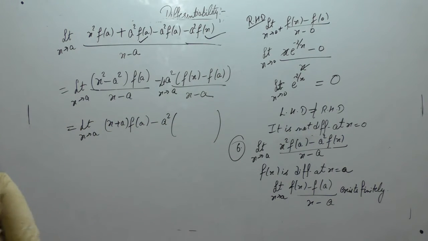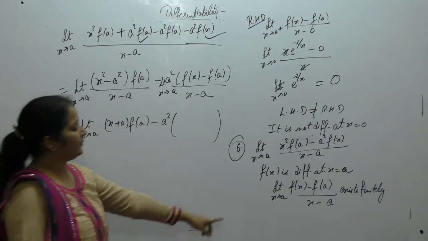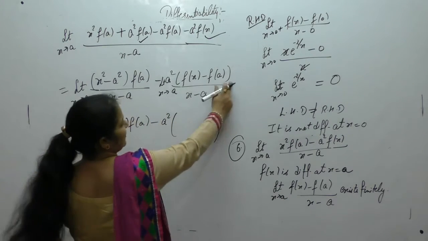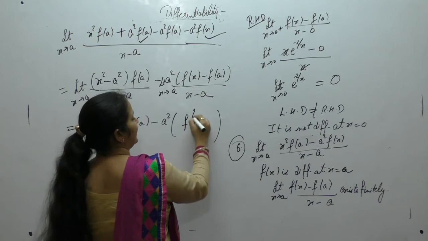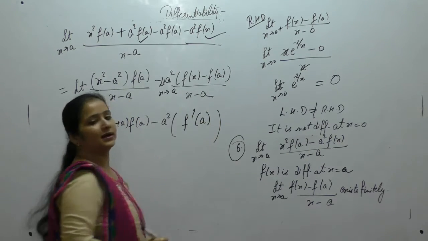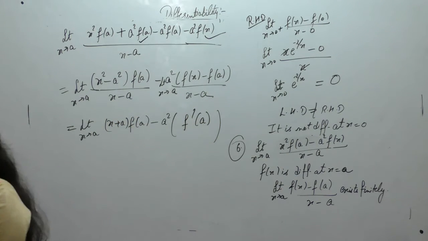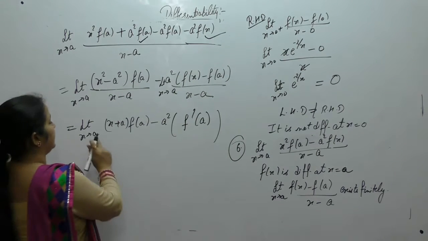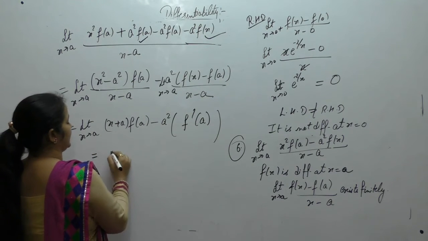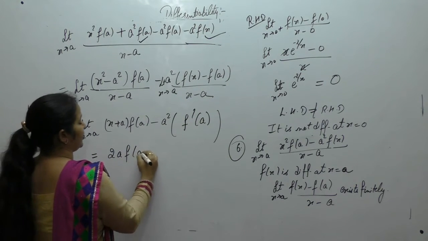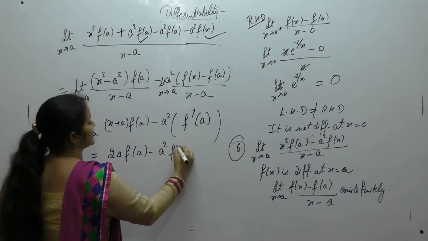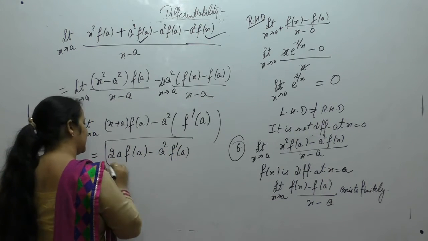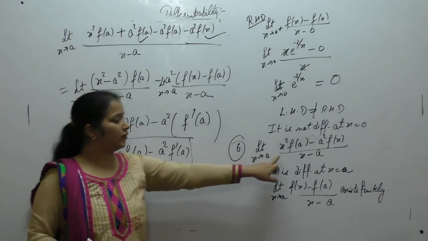Limit x tends to a, f of x minus f of a upon x minus a, that is equal to f dash a. Now put the limit here, a plus a, 2a f of a minus a square f dash a. So this is the value of this.